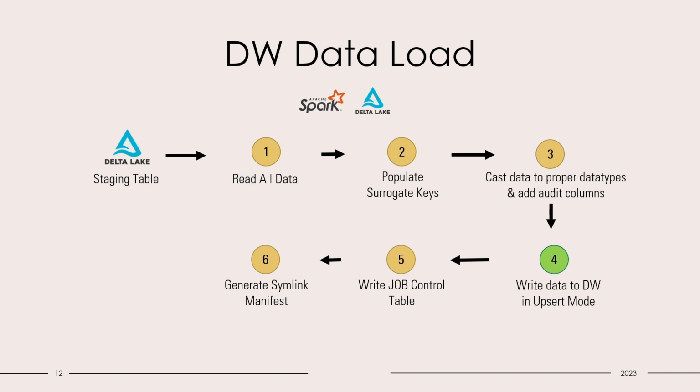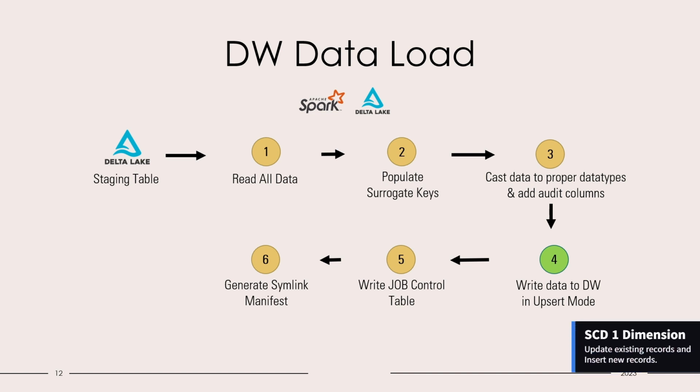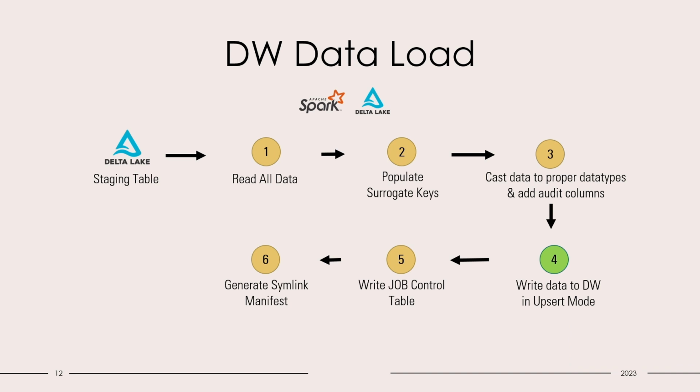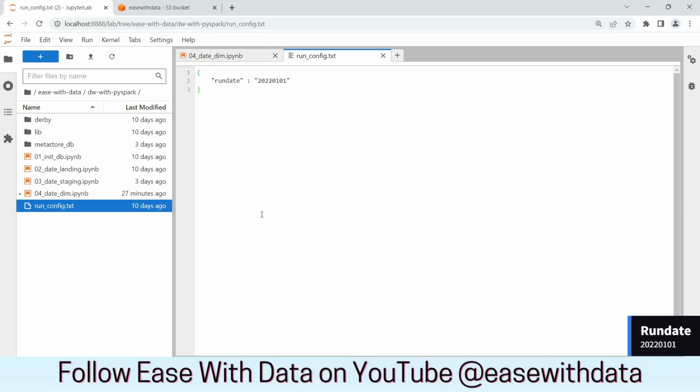In the fourth step, we will write the data in upsert mode. Since the date dimension is SCD1, we will write the data in update or insert. In the fifth step, we will update the job control table. And in the last step, we will generate the required symlink manifest file. As this is the first load, we are going to use 2022-01-01 as the run date.